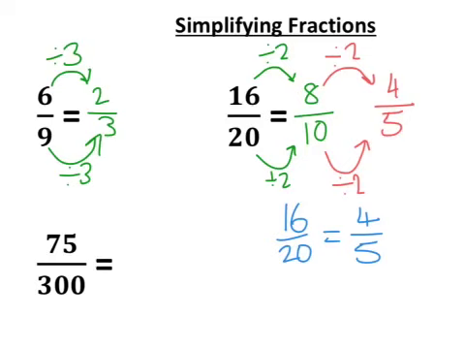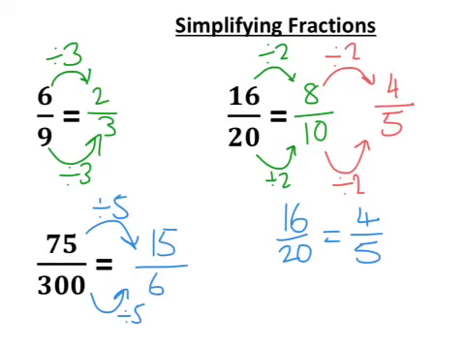This last example then, 75 and 300. I know actually 75 goes into both these numbers, but maybe we didn't spot that. But what I do know is that a number ending in 5 and a number ending in 0, 5 definitely goes into them, so I'm going to divide both by 5. So 75 divided by 5 is 15, 300 divided by 5 is 60.